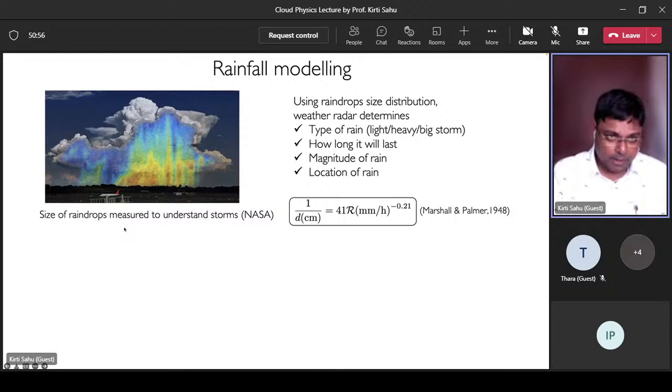This is satellite data I have taken from the NASA website to show the size distribution of droplets during a storm. The red region here indicates bigger droplets, and the blue regions are the smaller droplets.